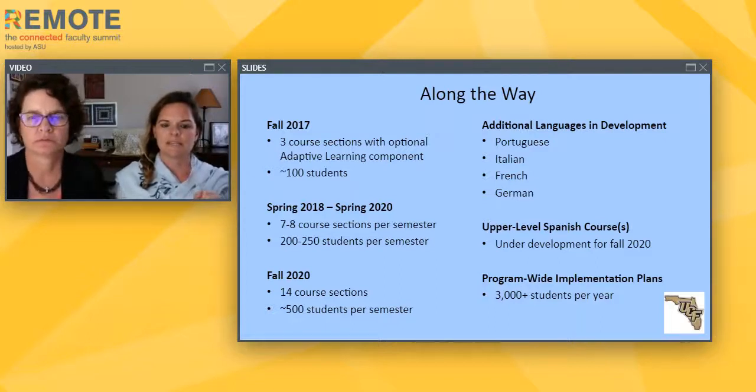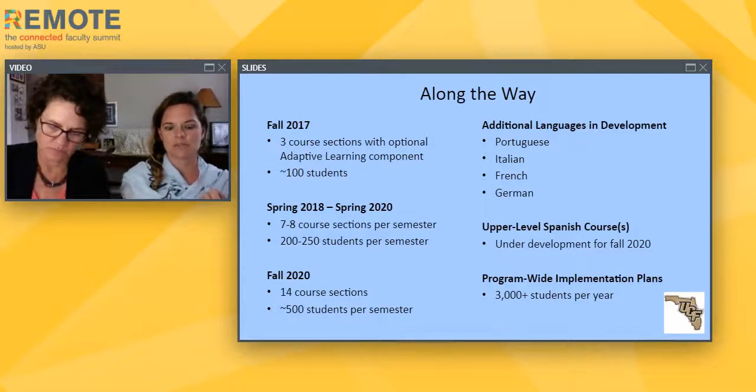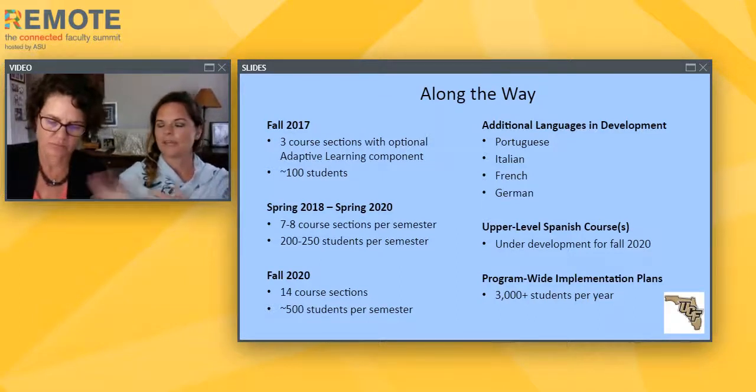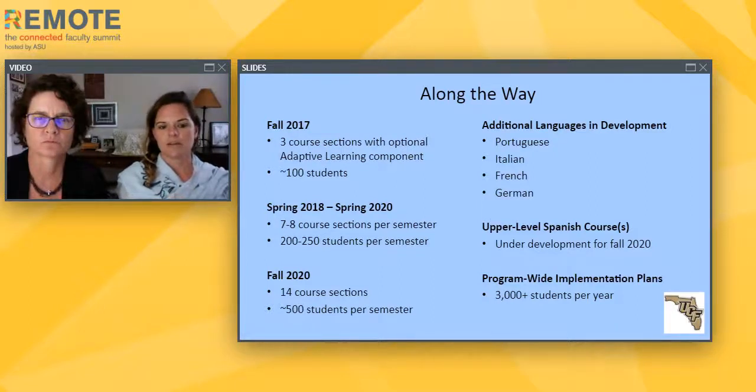Spring 2018 to spring 2020, we were teaching 7 to 8 course sections per semester. We generally have a teaching load of 4, but we also teach some Latin American studies courses, so it just depended. And so that was 200 to 250 students per semester. Fall 2020, we will be teaching 14 course sections. We have 2 instructors that will be joining us who are interested and wanted to do the same thing, and we'll be up to 500 students.